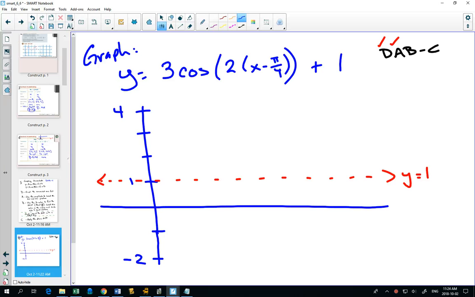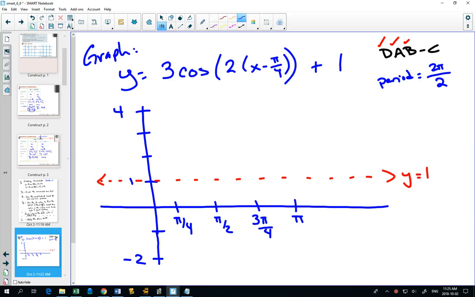B. Use your B value to find your period. So off to the side here, I know that my period is equal to 2 pi divided by my B value, which is 2. That means that my period is pi. So I go on my x-axis, I mark pi, and I divide it into 4 equal sections. So this will be pi over 4, 2 pi over 4, which is pi over 2, and this will be 3 pi over 4. B value. We are now done the DAB part.